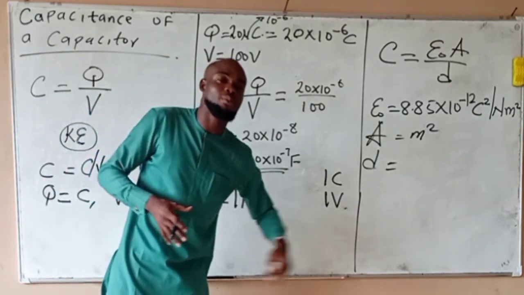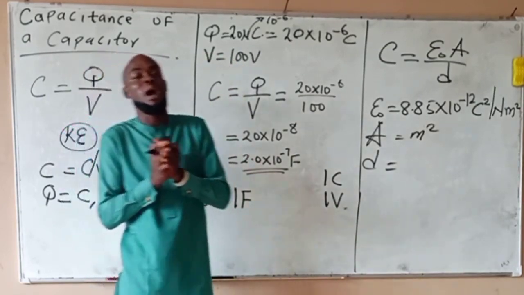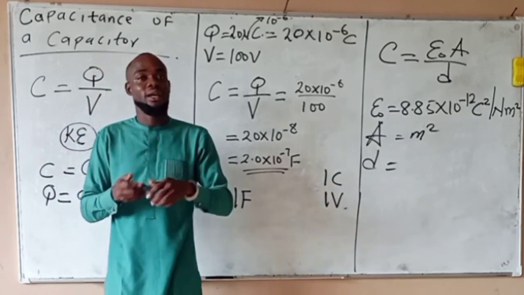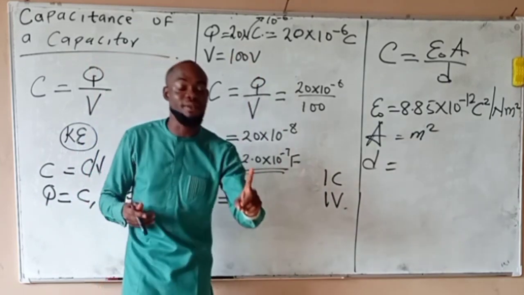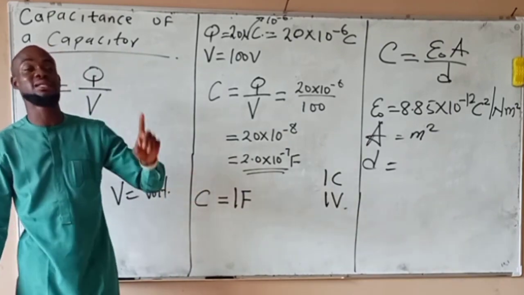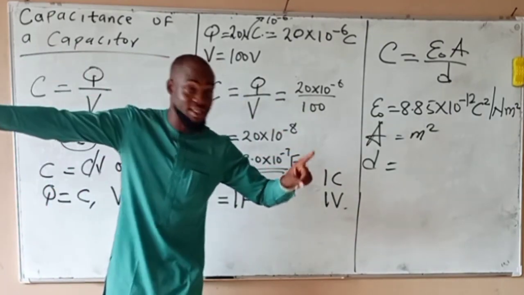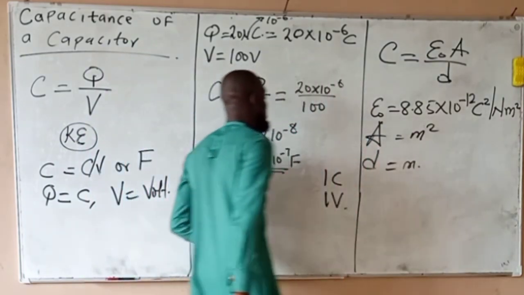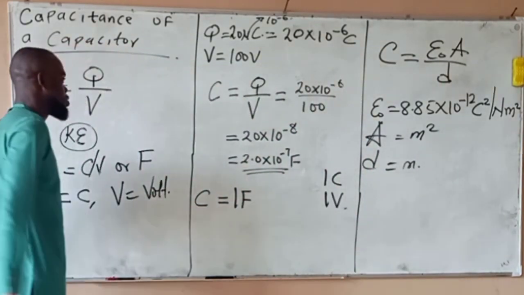But direct proportion means an increase in one quantity will lead to an increase in the other. Inverse means an increase will lead to a decrease, but direct proportion means an increase will lead to an increase. So that's how it is. This one is also in meters. That is the unit of the separation between the two plates.